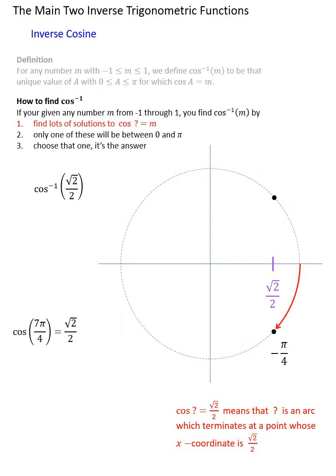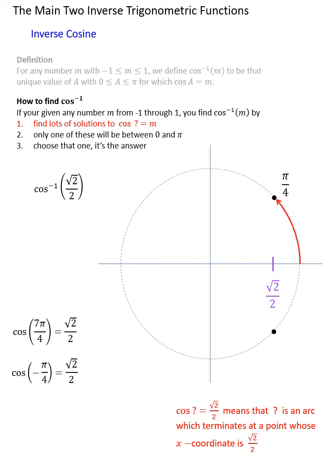Another one would be a negative angle going clockwise. We can see that negative pi over 4 terminates at this point. This point has an x-coordinate of radical 2 over 2, and therefore the cosine of negative pi over 4 is that same value as well. But I don't know that we've found lots of them yet, so let's find another one.